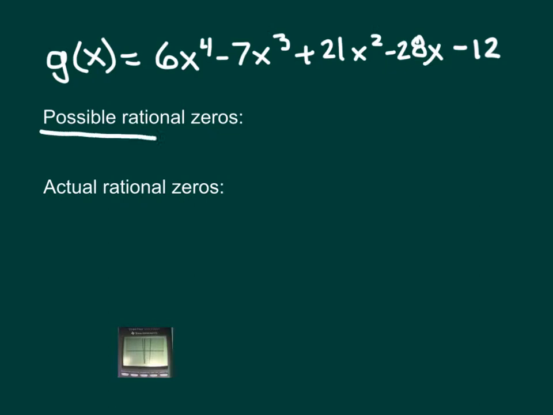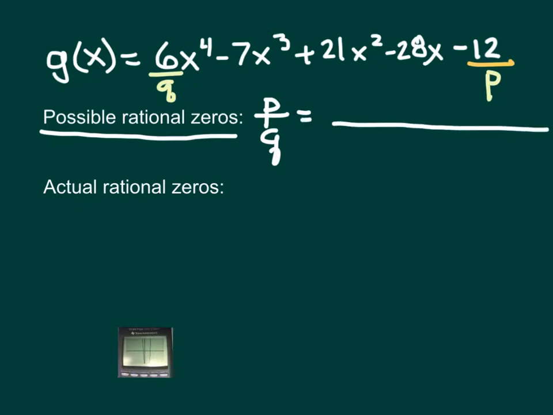And the possible rational zeros, the rational roots theorem says that possible rational zeros would be P over Q, where P would be factors of the constant, and Q would be factors of the leading coefficient. So this is our P, and this is our Q term. So my factors of P would be all the numbers, positive and negative, that go into 12. So there's a bunch of them.